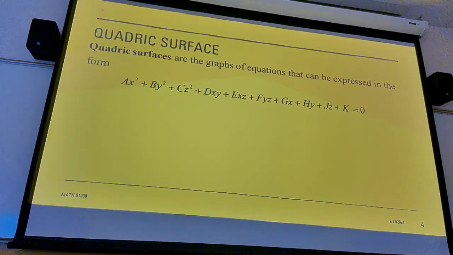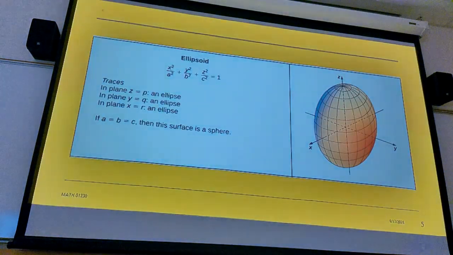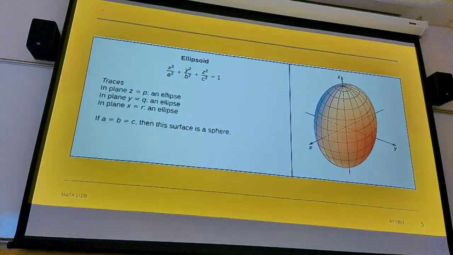And there are several special quadric surfaces that are studied. First up is an ellipsoid. And these slides will be posted. So I recommend just going on and printing out the slides that have the information that you need.